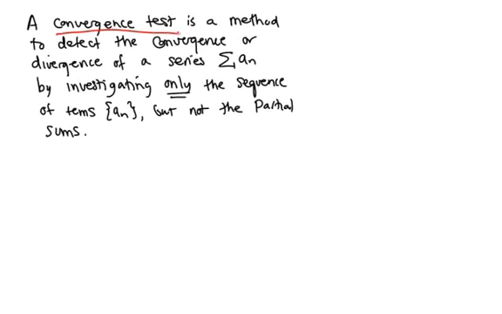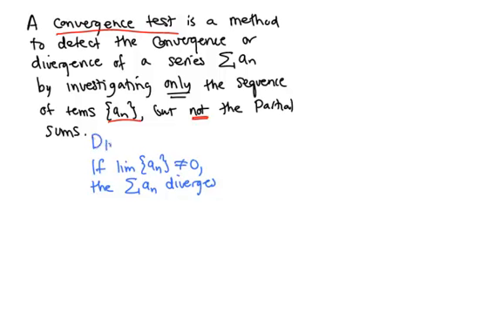A convergence test is a method to detect the convergence or divergence of a series an by investigating only the sequence of terms an, but not the partial sums. For example, the statement, or bullet 3 in the last one, the statement that if the limit of the sequence an doesn't converge to 0, then the series an diverges, would be an example of a convergence test. Well, technically speaking, it's a divergence test. This is sometimes, in fact, just called that, the divergence test.